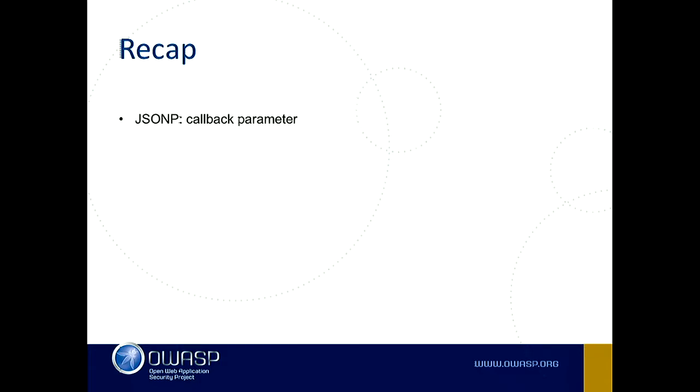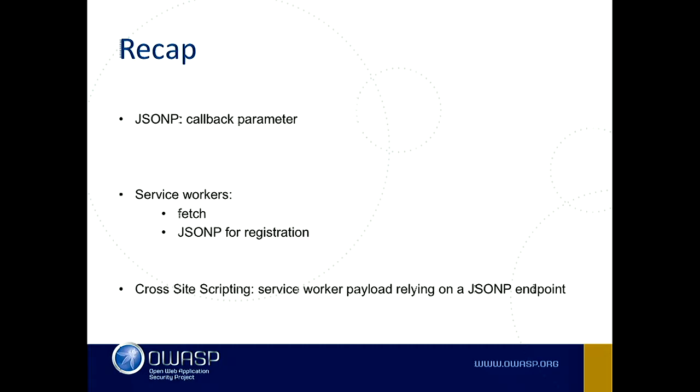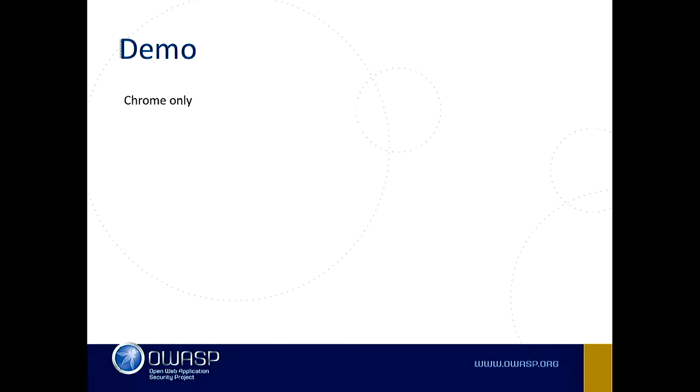So to recap, JSONP takes a callback parameter, a service worker is allowed to register an on-fetch event, and it can be registered through a JSONP callback endpoint. The aim of this attack is to exploit an existing cross-site scripting vulnerability on a website to obtain a persistent cross-site scripting, and now we will see how this works. This demo currently only works on Chrome.